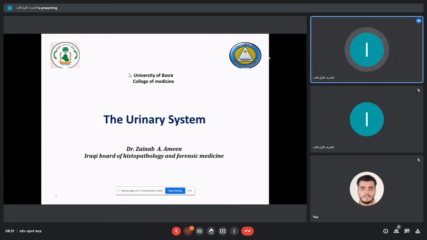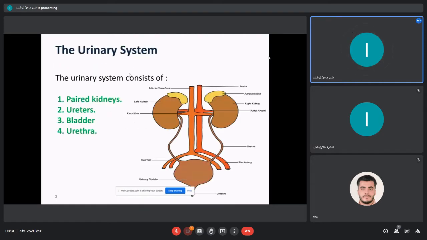Today we'll start with the last part, which is the urinary system. The urinary system is divided into 4 parts: paired kidneys on each side, ureters from each kidney that join into the storage site of urine, the bladder, and then the urethra, the final part before the excretion of urine at maturation.